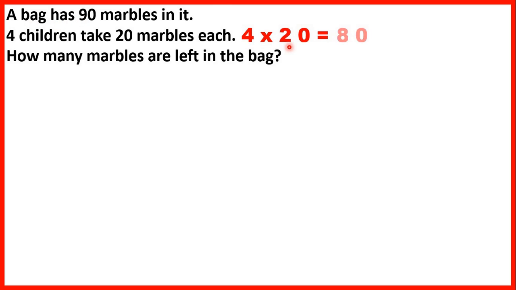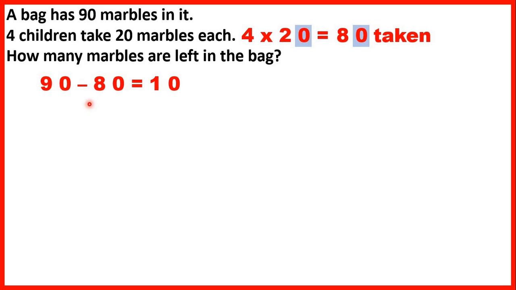And 4 times 20 is 80, because 4 times 2 is 8, and if we have an end zero in a multiplication question, we need an end zero in the answer. So that's the number that were taken, and we know that we started with 90. So we need to work out 90 minus 80, because we started with 90 marbles and 80 were taken away. So 90 minus 80 is 10, so that means there are 10 marbles left in the bag.